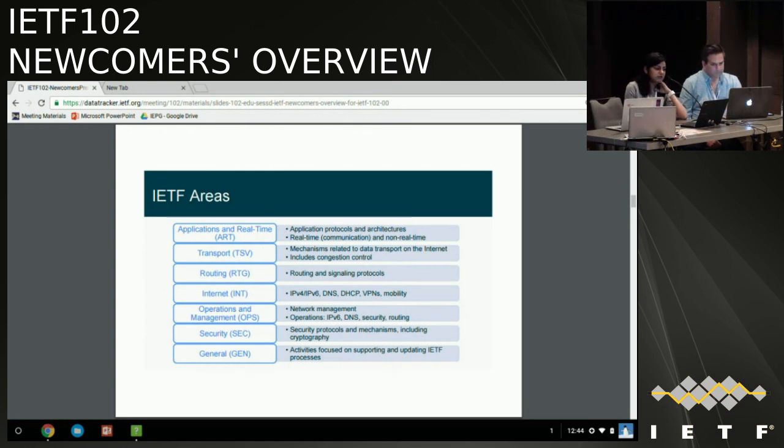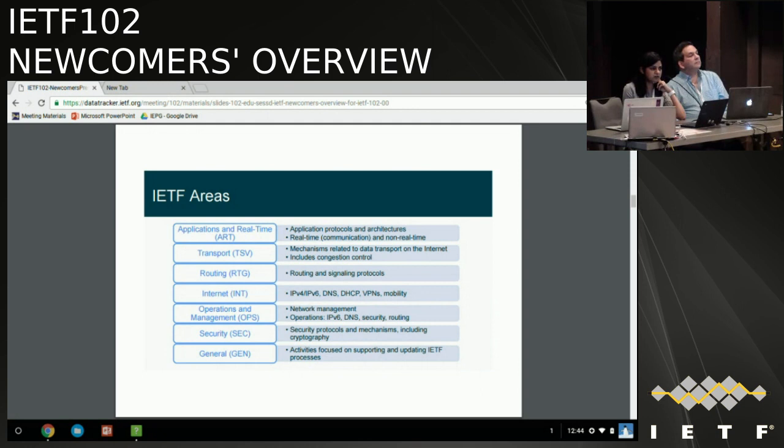Okay, this one is really interesting. IETF areas. If you're here for the technical purposes, then you should look at these IETF areas. Basically, the technical work at IETF is done in the working groups, and the IETF divides these working groups into several areas. Here on the slide, you're seeing seven different areas.